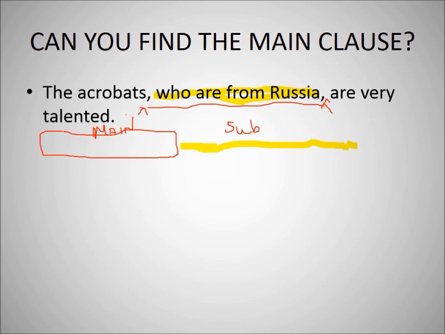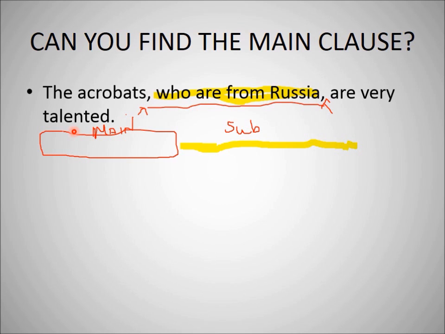Let me help you with the first one. Well, we have some words that are interrupting this sentence, and those words are "who are from Russia." Notice when these words came in here and interrupted this sentence, they came with some commas. So what we're going to do to help ourselves out is highlight all of these words, "who are from Russia," and pretend like they're not there. If we do that, then we are left with "the acrobats are very talented."